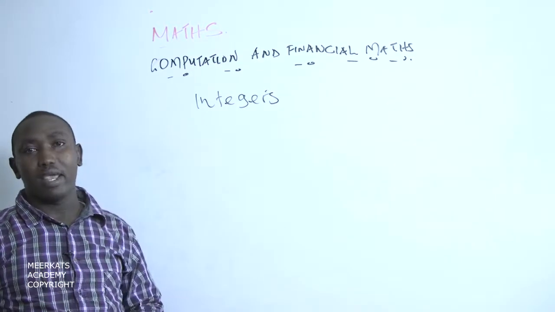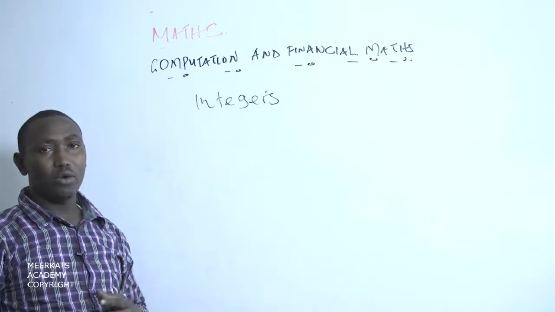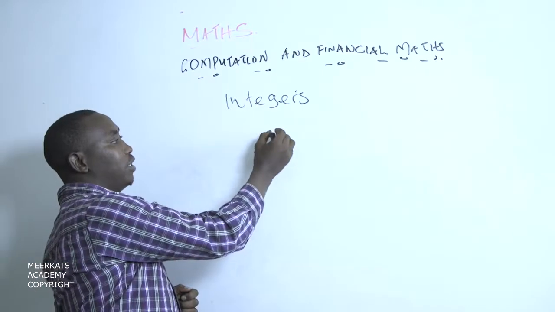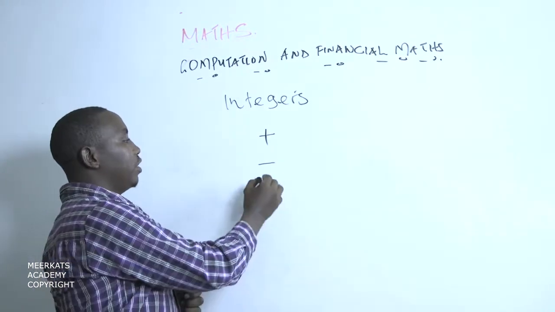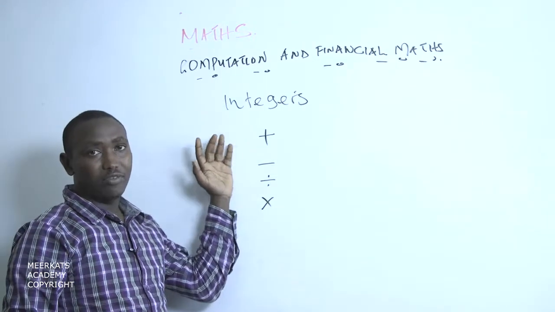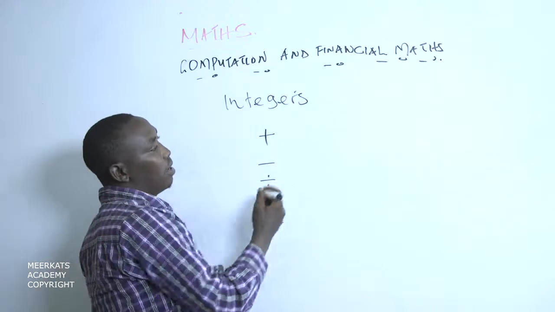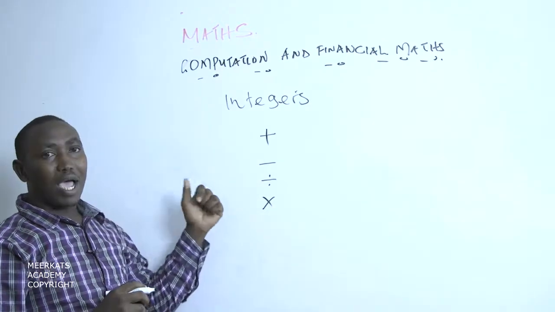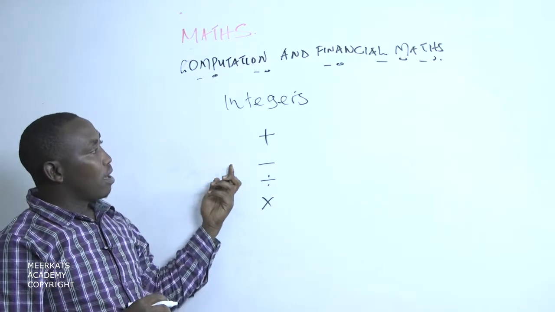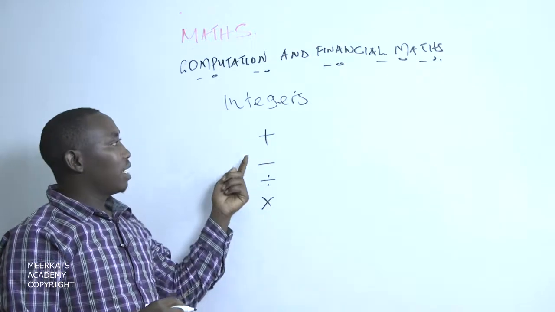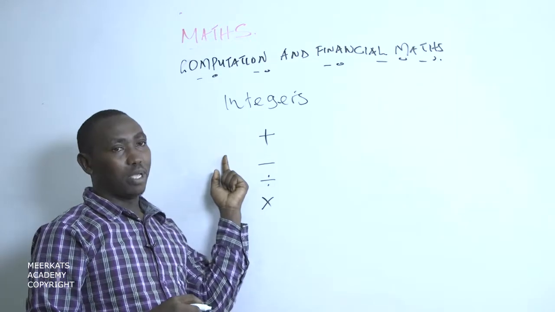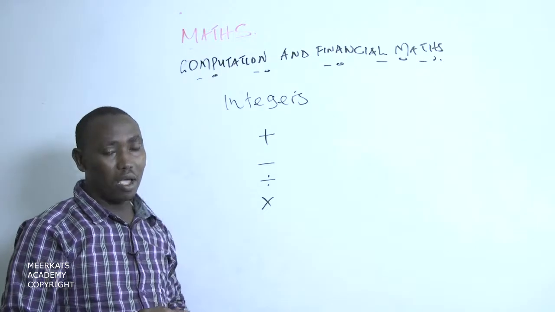we understand that integers are either positive, zero, or negative whole numbers. There are four main operations in mathematics, that is addition, subtraction, division, and multiplication. Whenever you add two positive integers, the result will always be a positive integer. If you add two negative integers, the result will be a negative integer. And if you are either adding or subtracting positive and negative integers, the results are going to depend on whether the positive integer was big or if the negative integer was big.